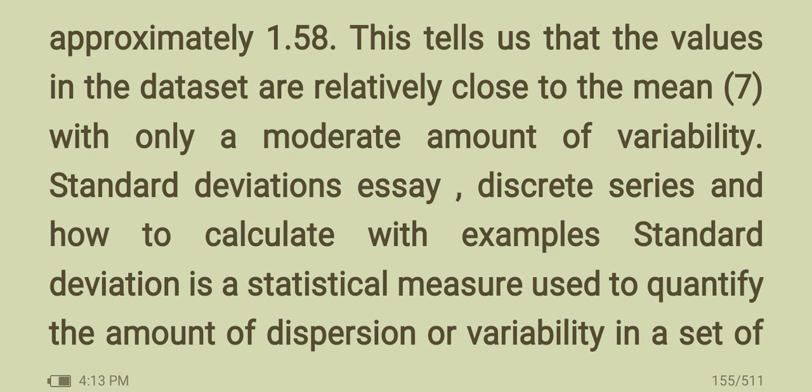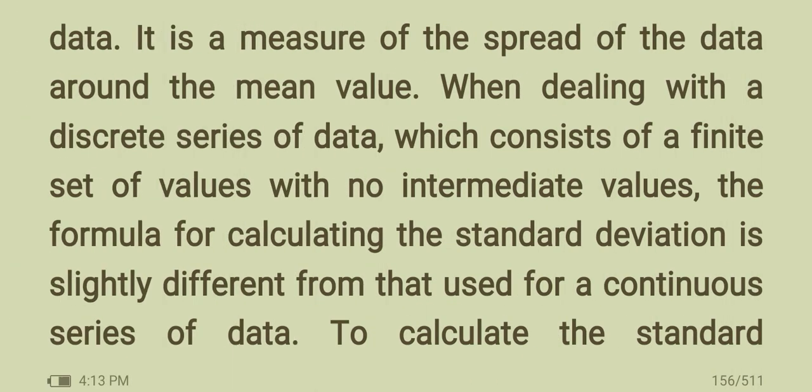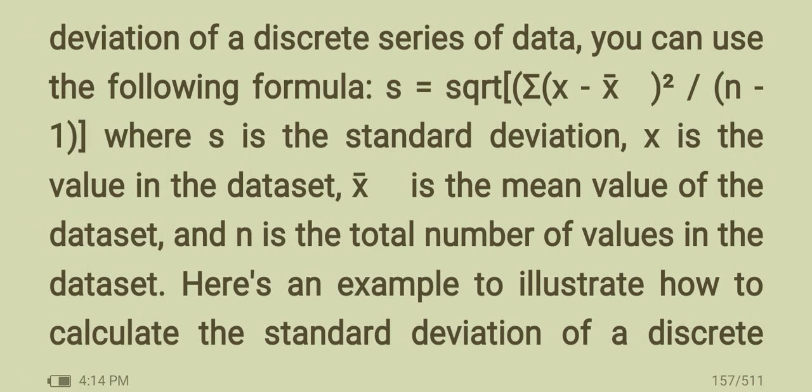Standard deviation is a statistical measure used to quantify the amount of dispersion or variability in a set of data. It is a measure of the spread of data around the mean value. When dealing with a discrete series of data, which consists of a finite set of values with no intermediate values, the formula for calculating the standard deviation is slightly different from that used for a continuous series of data. To calculate the standard deviation of a discrete series, you can use the following formula: s is equal to the square root of summation (x minus x bar) squared divided by n minus 1.